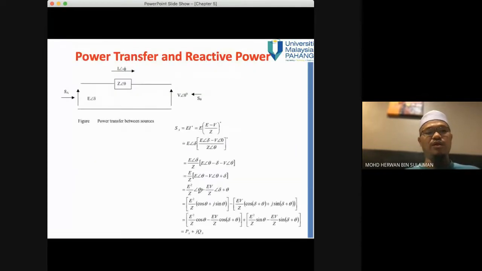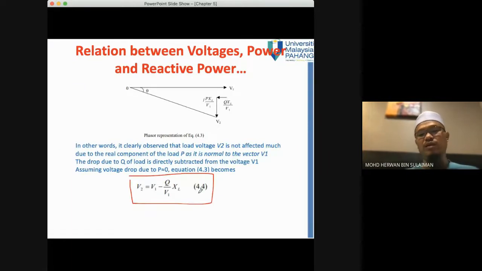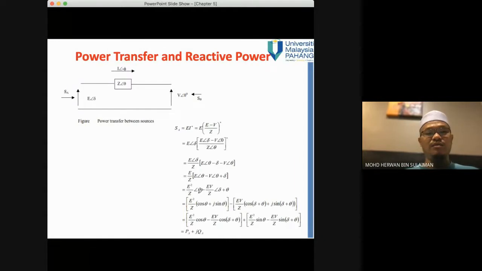Okay, now let's take a look at the power transport and reactive power. So what happened in terms of power? Just now we looked at the relation between voltage, power, and reactive power. So we look at similar figures, but here in terms of power transfer. We have SA, your sending end power, and SB, which is assumed to be the receiving power. Okay, and we also have I with the phasor here, and Z with the angle theta.